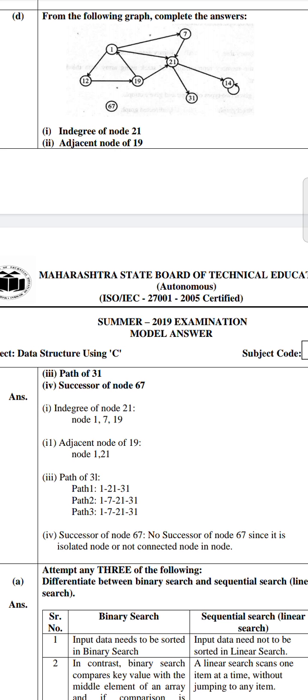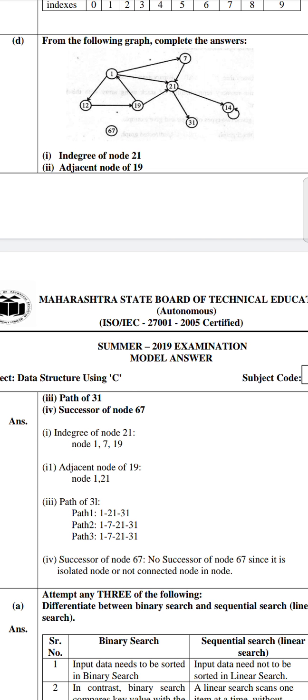So when you want to find a path to a particular node, in that case what you can do is, from a first node or a starting node, you have to traverse a path. You write down all paths to a given node. So if you want to find a path to 31, in that case from node 1 you can reach 31 in 3 ways. In the first way 1, 7, 21, 31, in the second way 1, 21, 31, in the third way 1, 12, 19, 21, 31. So all are the paths to node 31.